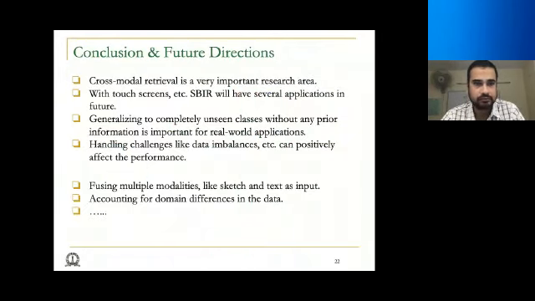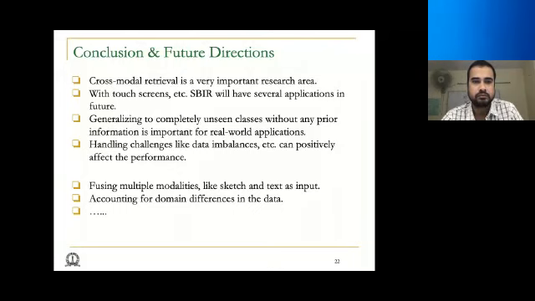Right. So going forward, I would like to stress that cross-modal retrieval is a very, very important research area, and SBIR is just one of it. And with the availability of touchscreens and all, SBIR will have several applications in future. So generalizing to completely unseen classes is not only a requirement for classification, but for these other applications as well. And we should not only look at developing better algorithms for that application, we should also look at problems like imbalances and noisy data, or so many other challenges that can potentially have an adverse effect on the output. And there are several future directions too.